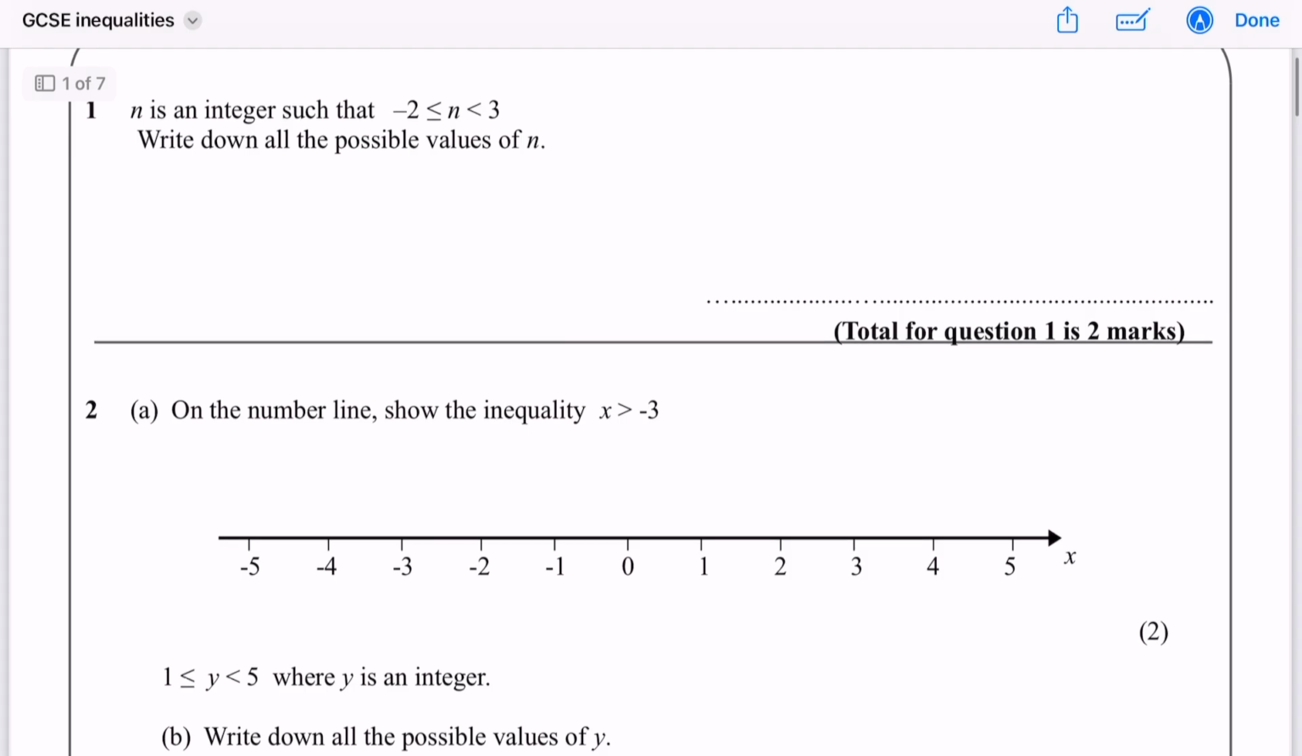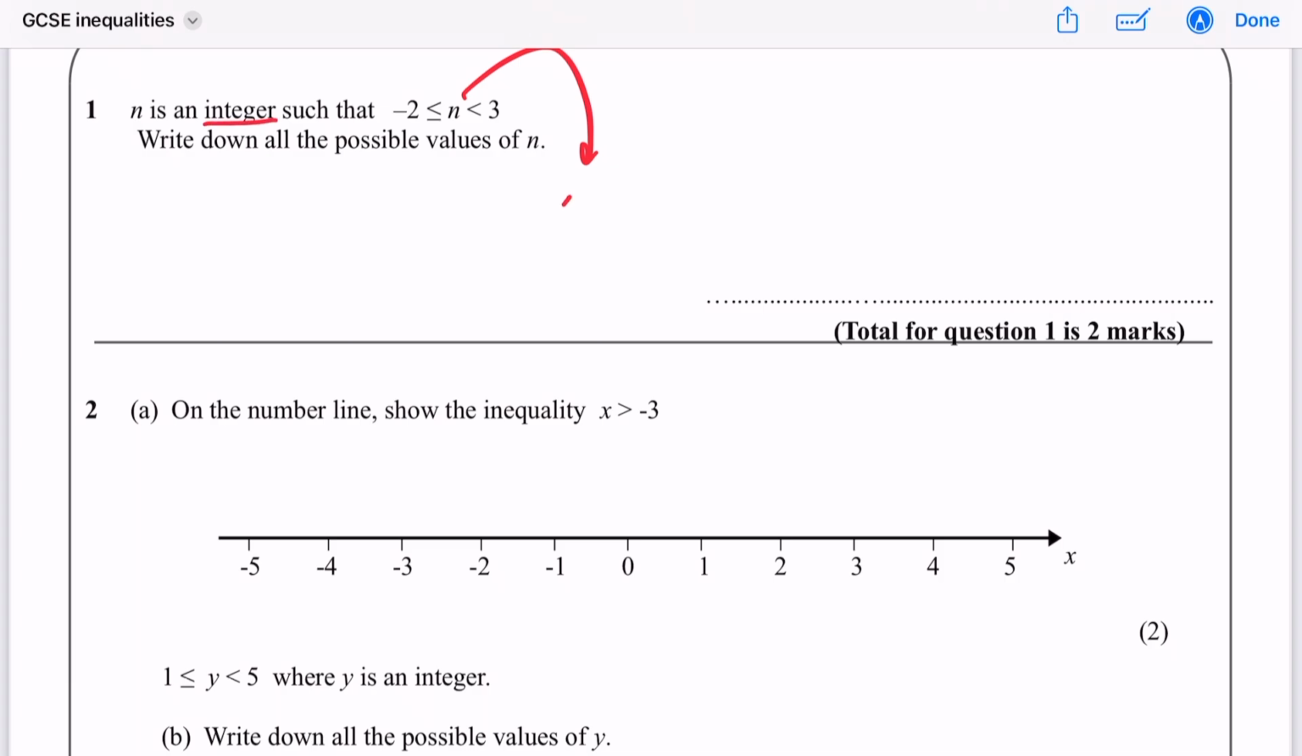Alright, question 1 says, n is an integer such that n is greater than or equal to minus 2 and is less than 3. We need to write down all the possible values of n. Well, it's lovely that we get this inequality right there, because it's not really a big range, which means the answer is not going to be that much. And the question told us that it's an integer.